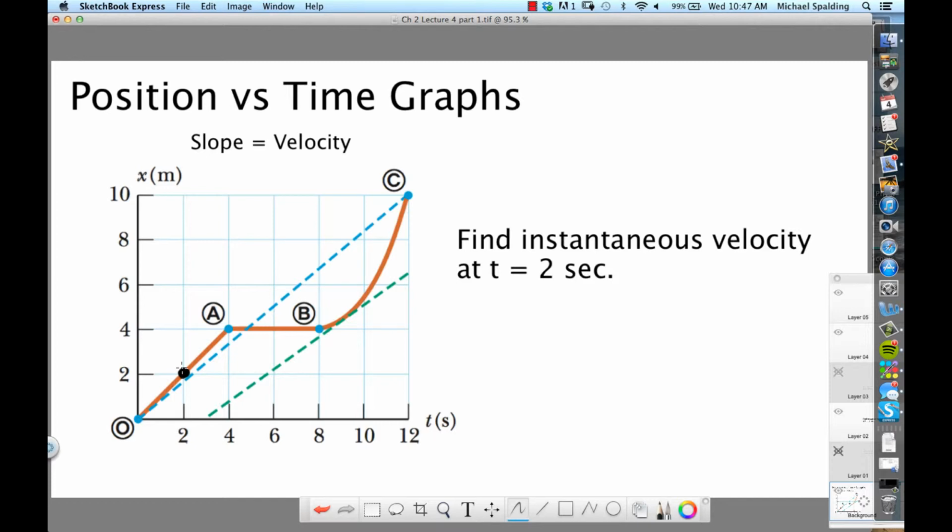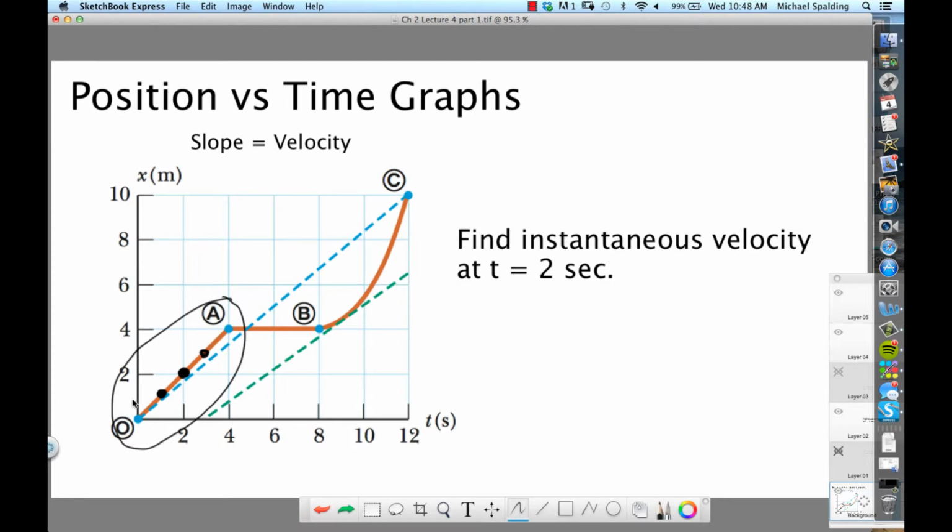It's on a segment of the graph where the velocity is constant, right? From O to A, for this whole segment, the velocity is constant. So what about the velocity at t equals 1? Is that going to be the same or different as the velocity at t equals 2? Same. How about the velocity at t equals 3? Same. How about 3.5? Same. Anywhere on that line, the velocity is the same.